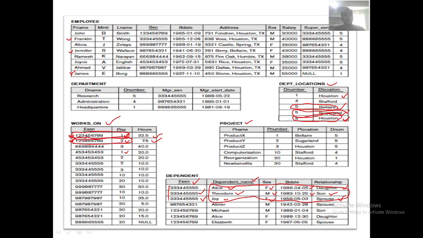Who is that? Franklin. Now why are we taking ESSN number and dependent name as a primary key? That is the question. Can any one of you answer this question? Can any one of you?